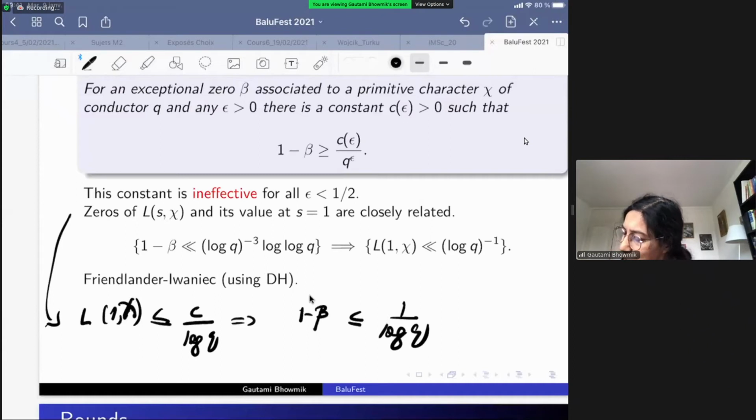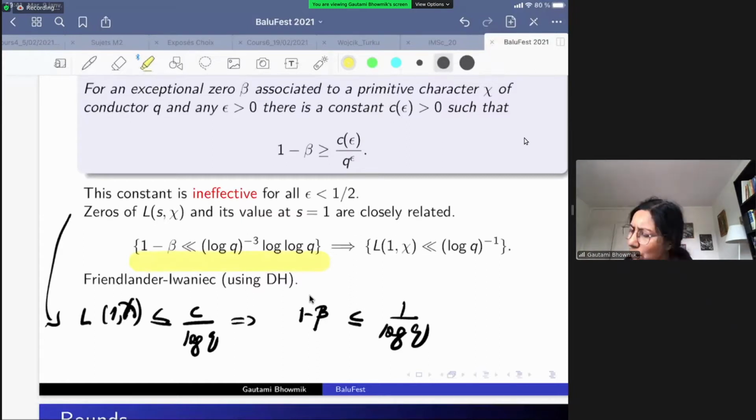That's something that's known. And using what Friedlander and Iwaniec, in a somewhat recent paper, call the ultimate Deuring-Heilbronn property, they can show the other direction: if 1 minus beta is small, then L(1, chi) is small.